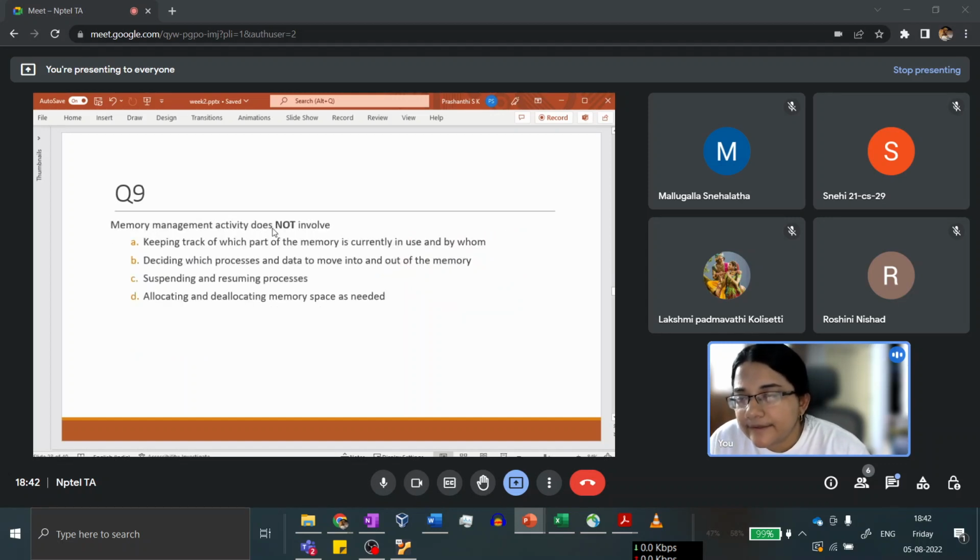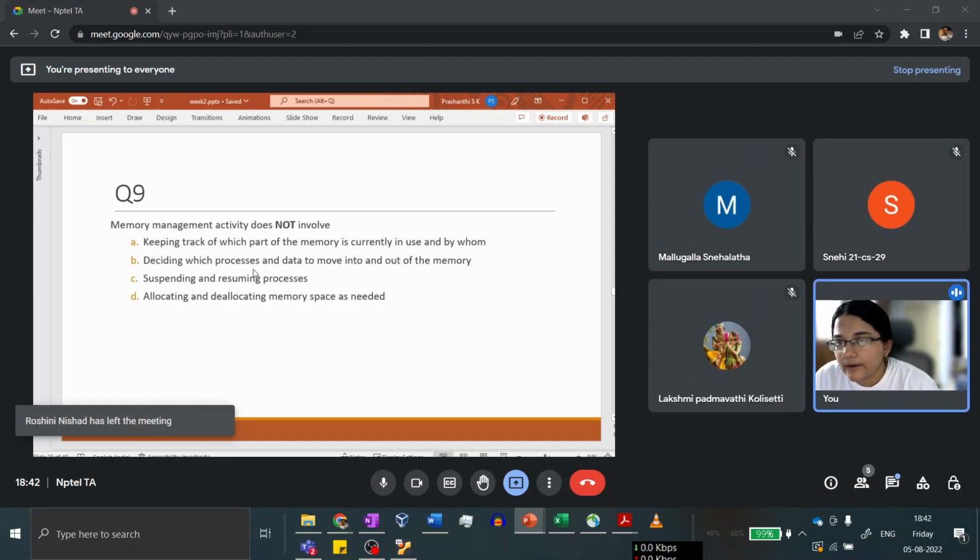Memory management activity does not involve: A. Keeping track of which part of the memory is currently in use and by whom. B. Deciding which processes and data to move into and out of memory. C. Suspending and resuming processes. D. Allocating and deallocating memory space as needed. So this is about memory management, and which of these activities do you think is not at all related to memory management? Any answers?